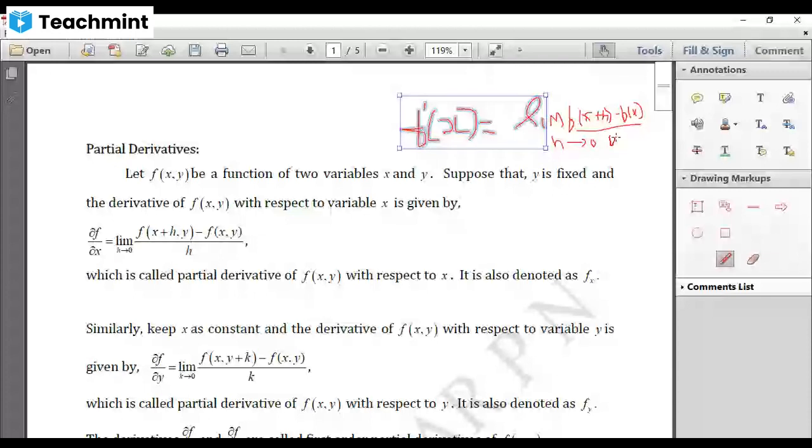In fact, this is the slope of a tangent, and the limit of this is the slope of a tangent. Usually we used to write a derivative at x equal to a. Then it is given by f dash of a, which is limit as x tends to a, f of x minus f of a divided by x minus a.